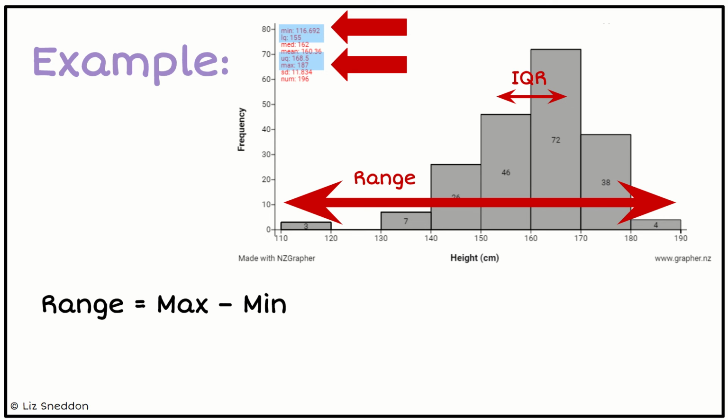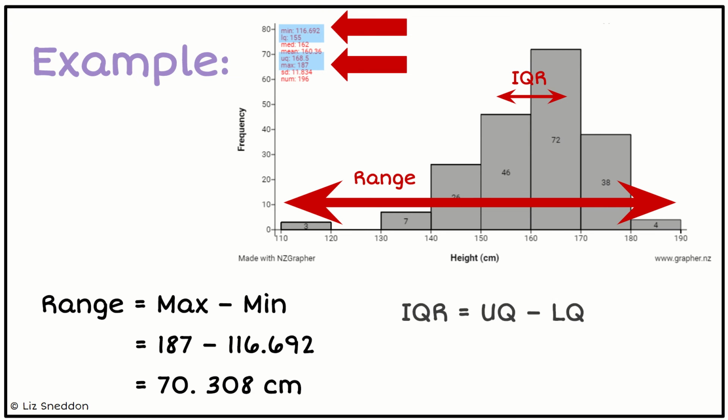So in this case, our range, our maximum is at 187 and our minimum is at 116.692, which gives us a range of 70.308 centimetres. Our interquartile range, we want to do an upper quartile, which is 168.5, take away the lower quartile, which is 155, and that gives us an interquartile range of 13.5.